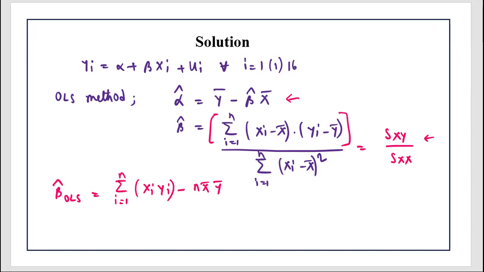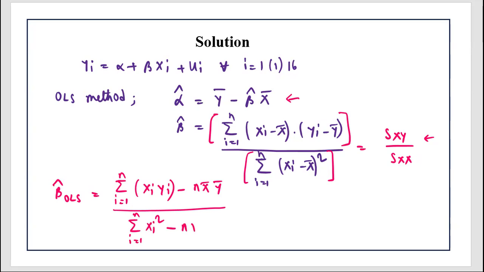You can try this on your own. Just take the product and do some rearrangement. You will get summation xi yi minus n x bar y bar. And in the denominator, how will you expand this? Just take the whole square and take the sum on each of the terms. You will get something like this.